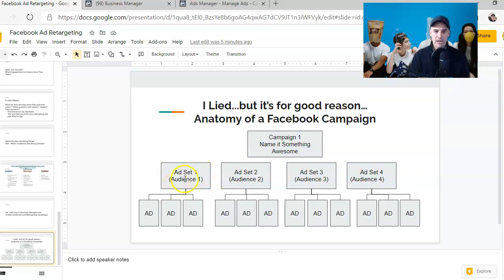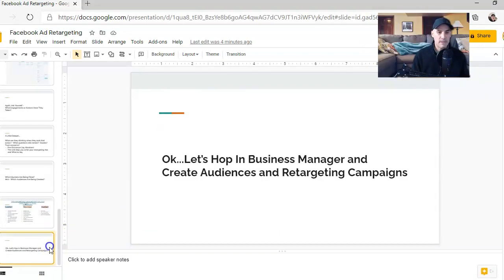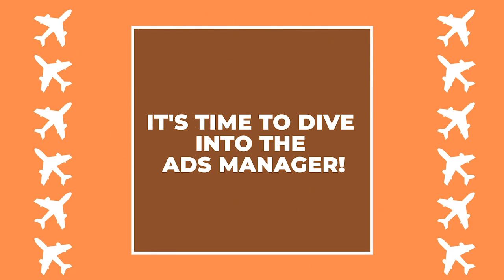So in this particular case, ad set 1, audience 1 will have a couple ads underneath it. Audience 2 will have a couple ads underneath it. Audience 3, a couple ads underneath it. Audience 4. So each of these ad sets is associated with a specific audience that we create within the Audiences Manager. So now that we have gone over that, we're going to get into a little bit more of the nitty-gritty in Business Manager. I'm going to show you where to create those audiences, where to create those buckets of people, and then we're going to take those buckets of people over into the campaign and ad set level, and I'm going to show you where those go. So let's hop over there right now.